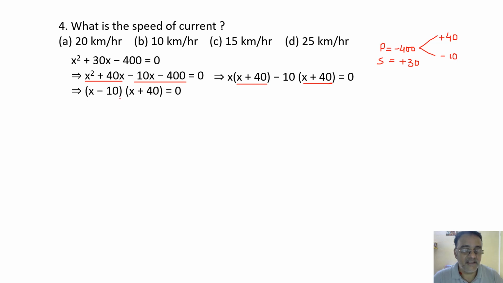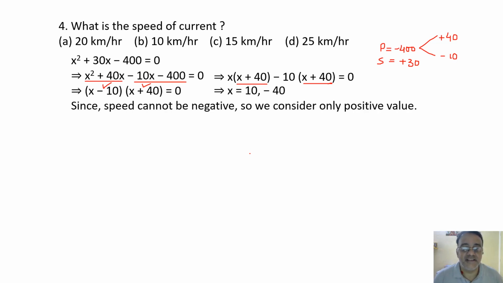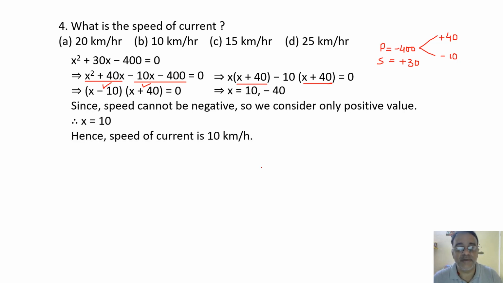So that is either x minus 10 is equal to 0 or x plus 40 is equal to 0. So we are getting 10 and minus 40. But again, speed is never negative, so we have to neglect x equals minus 40. So we are getting the final answer x equals 10. So the speed of the current is 10 km per hour, and the correct option is Option B.